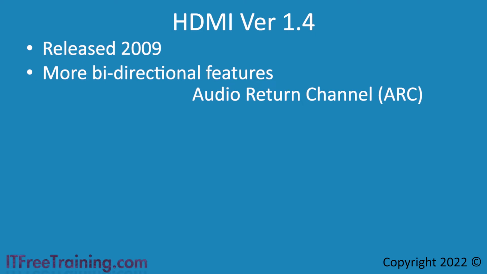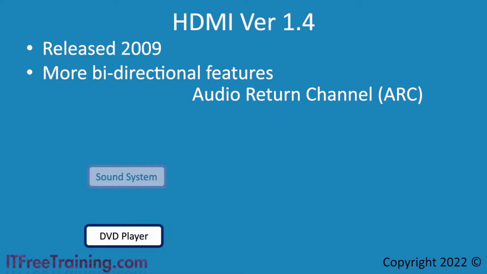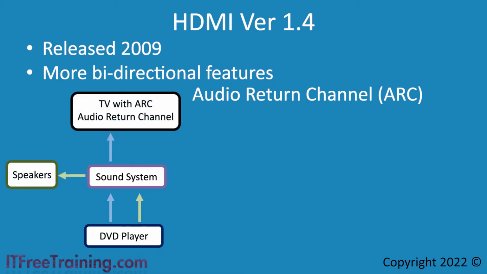Let's consider an example of when this would be useful. Let's consider that you have an HDMI DVD player. In order to get good sound, you purchase a sound system. The sound system is connected to the DVD player using an HDMI cable, which will deliver video and audio over a single HDMI cable. Here the video is shown in blue and the audio shown in green. The sound system can now send the audio to its speakers and the video to the TV. So far, the system works pretty well.